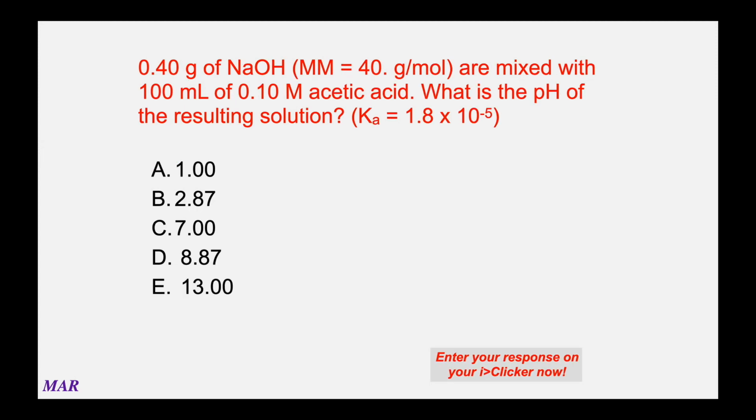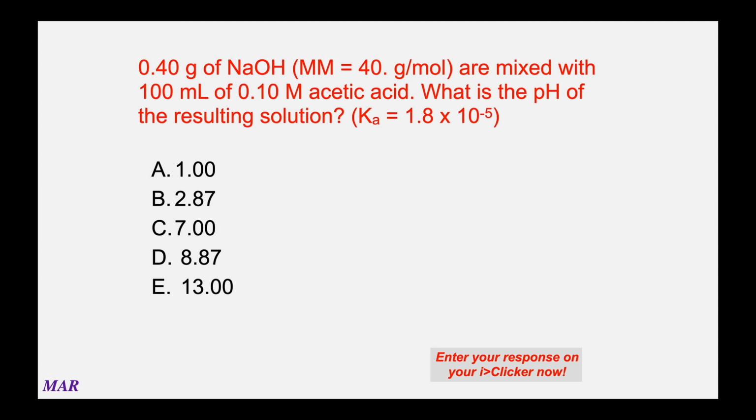Here's a problem. 0.40 grams of sodium hydroxide, again with a molar mass of 40 grams per mole, mixed with 100 milliliters of 0.10 molar acetic acid. What is the pH of the resulting solution? And there's a Ka value. There are 5 possible values for the pH.